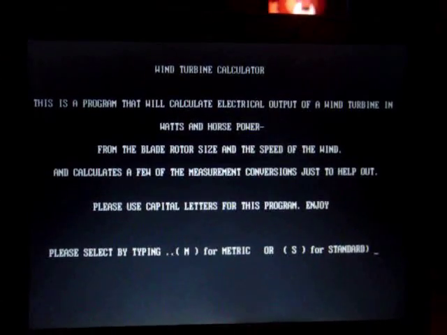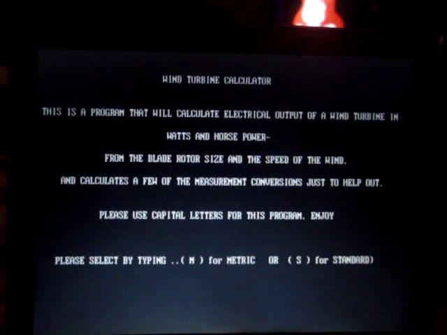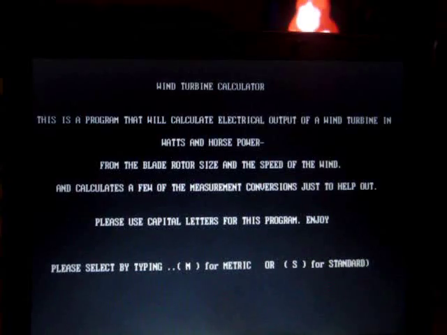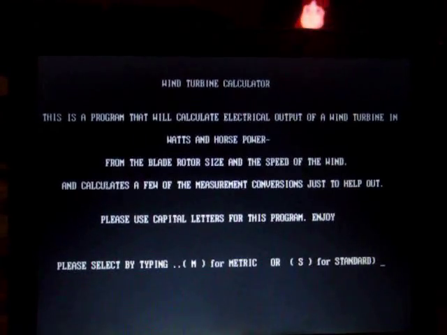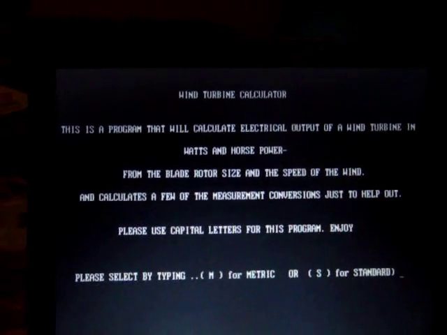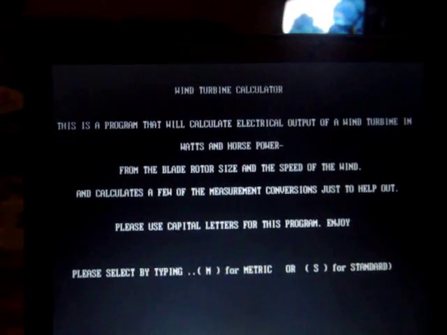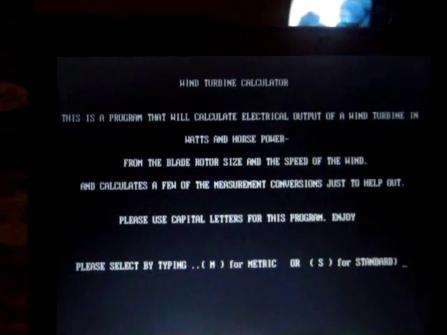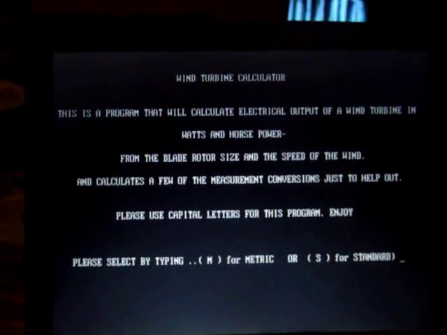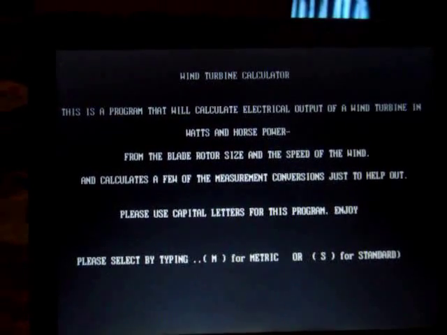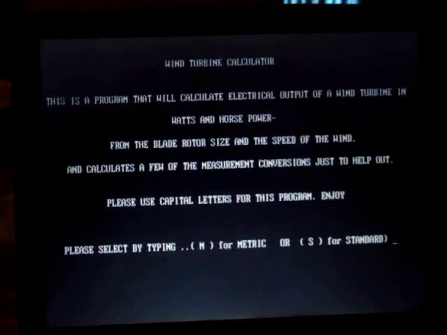This is the second program that I really wanted you to look at, and this has a lot of pertinent information. This is the wind turbine calculator. This is a program that will calculate electrical output of a wind turbine in watts and horsepower from the blade rotor size and the speed of the wind, and calculates a few of the measurement conversions just to help out.